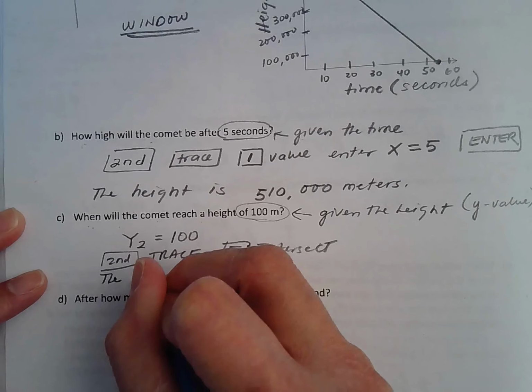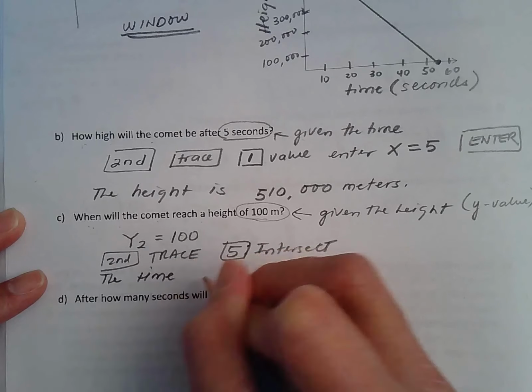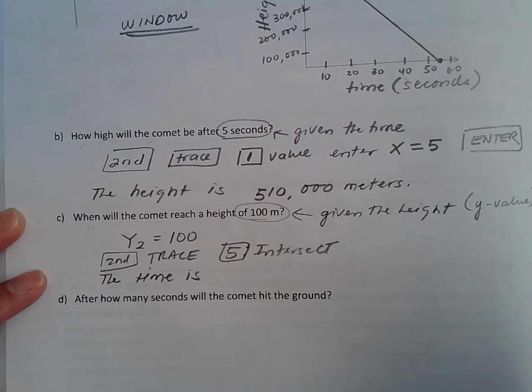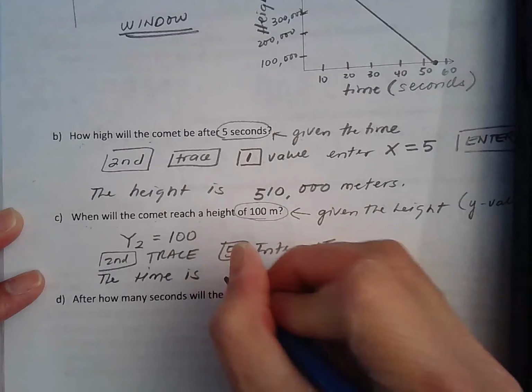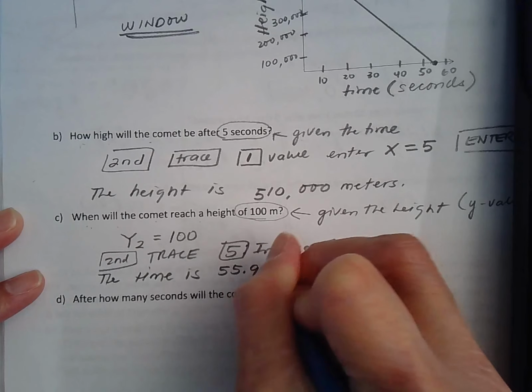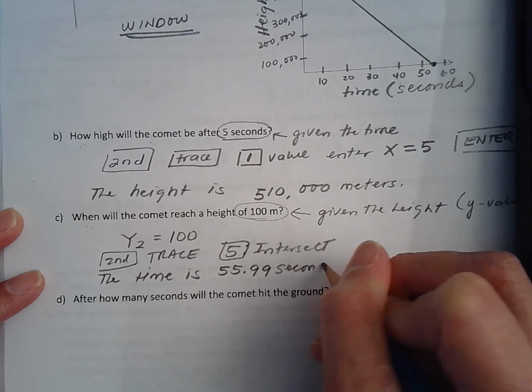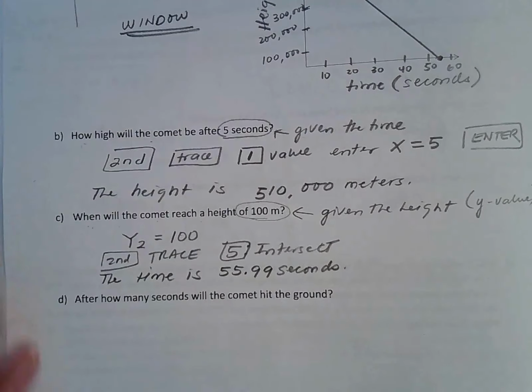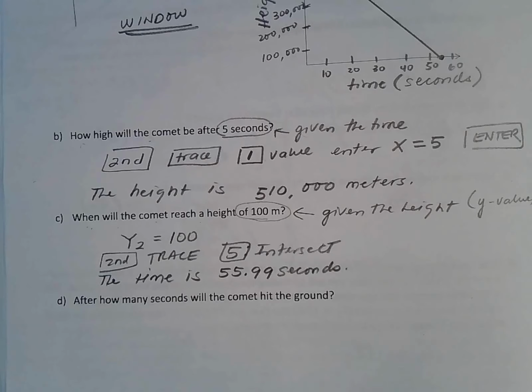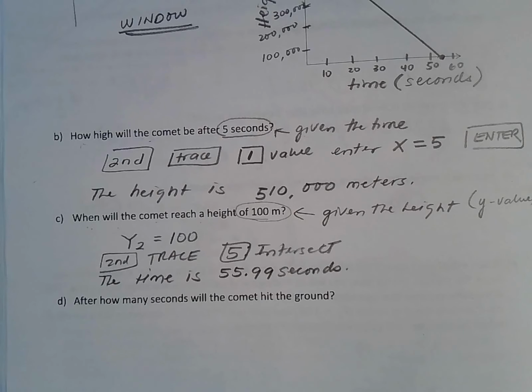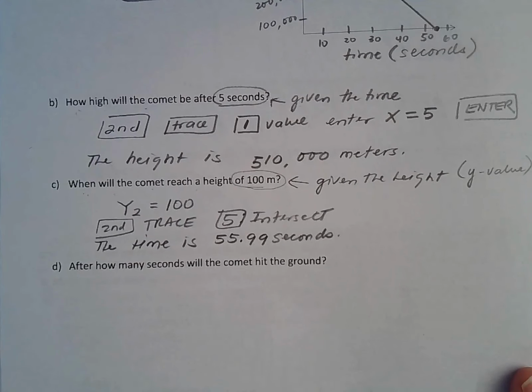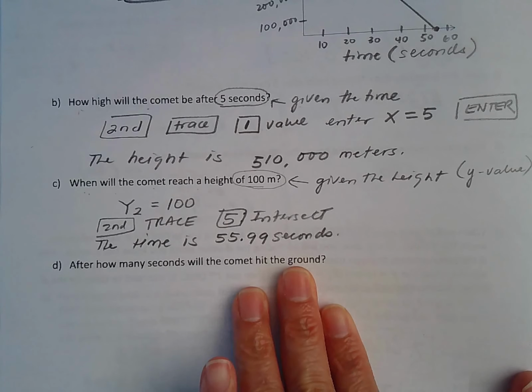so the time is 55.99 seconds. So it's saying that this comet will be 100 meters from the ground at 55.99 seconds. Because remember, it keeps going down. Any questions about this?